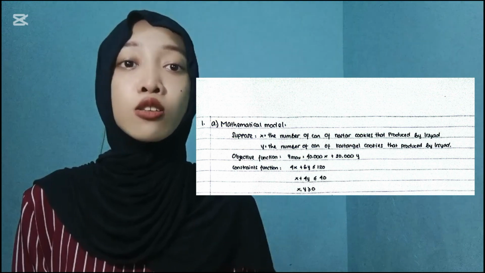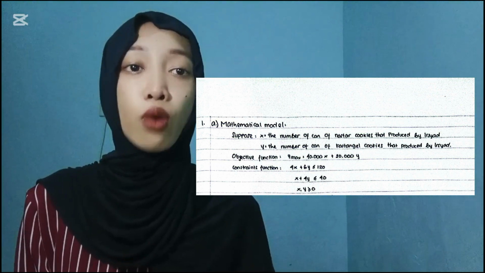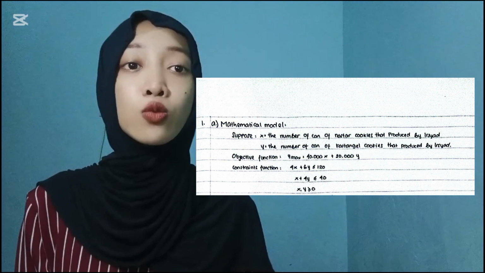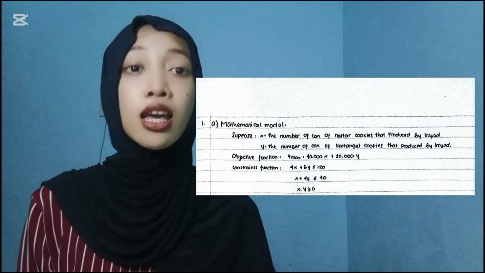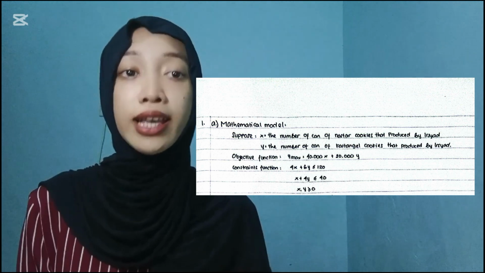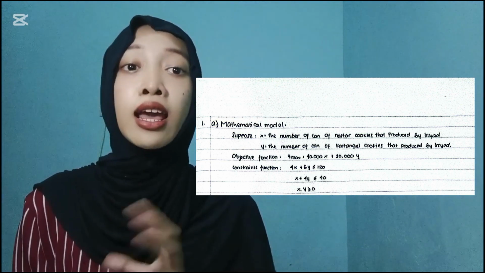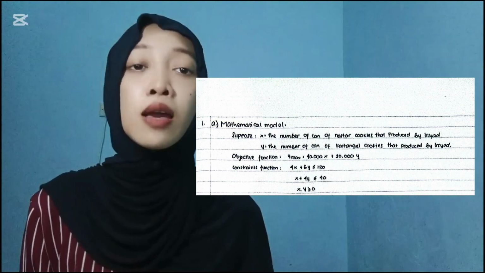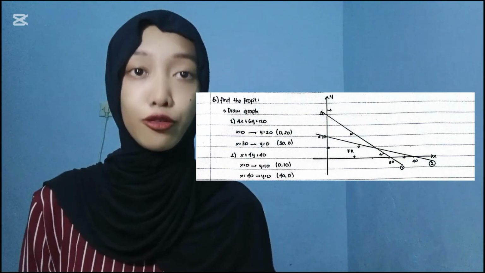And constraint function first, 4x plus 6y less than or equal to 120. Next constraint, x plus 4y less than or equal to 40. And x and y bigger than 0. And B, find the profit.